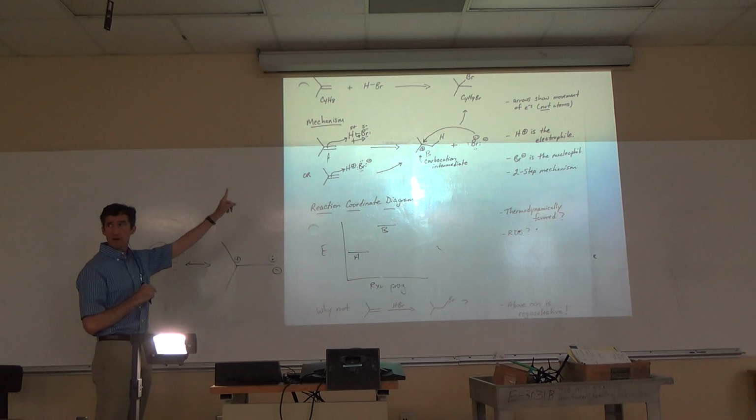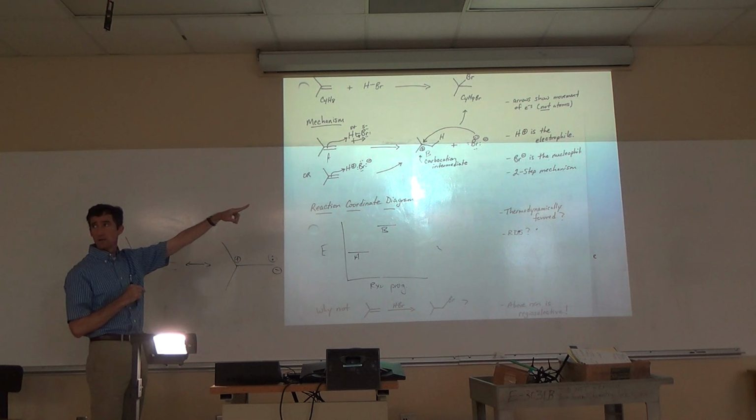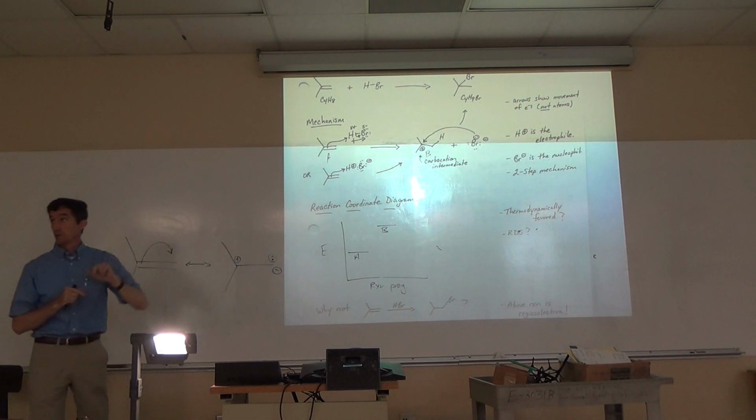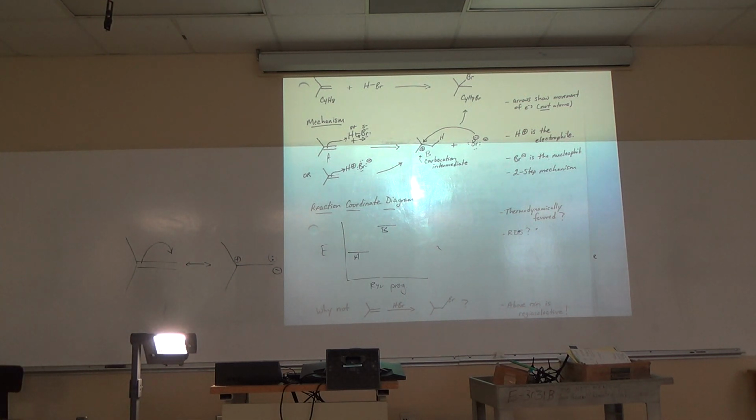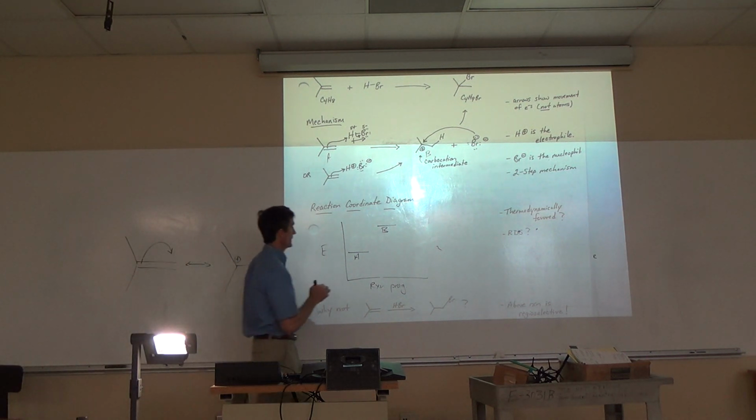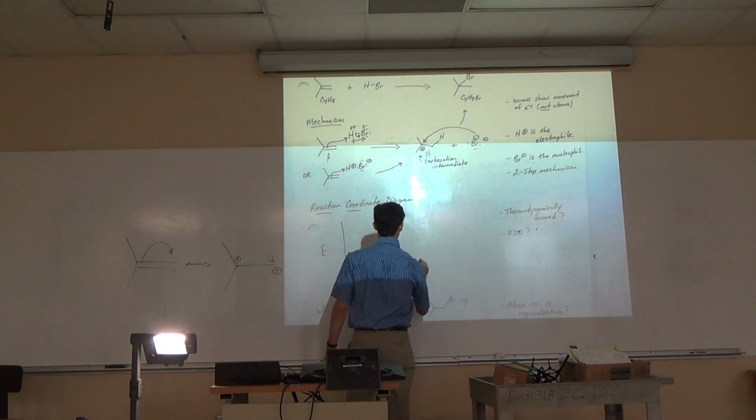We went from a pi bond. The pi bond was broken. What was formed? Two sigma bonds: a sigma bond to H, a sigma bond to bromine. You can get out your calculator, but I guarantee you it's going to be exothermic. It's going to be lower. Okay? And so C would be like here.